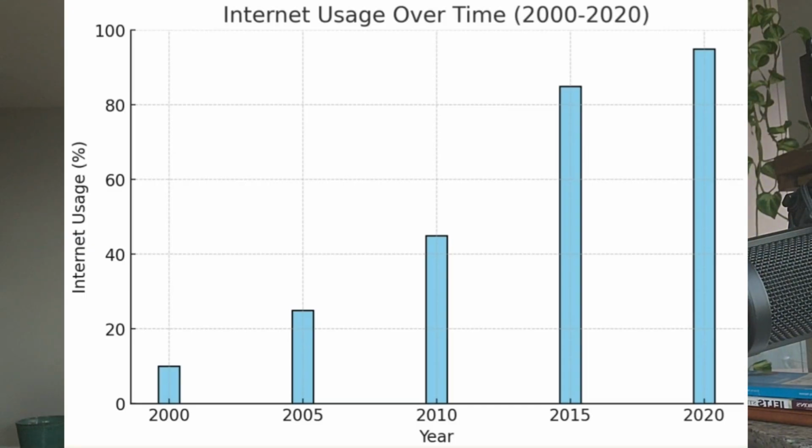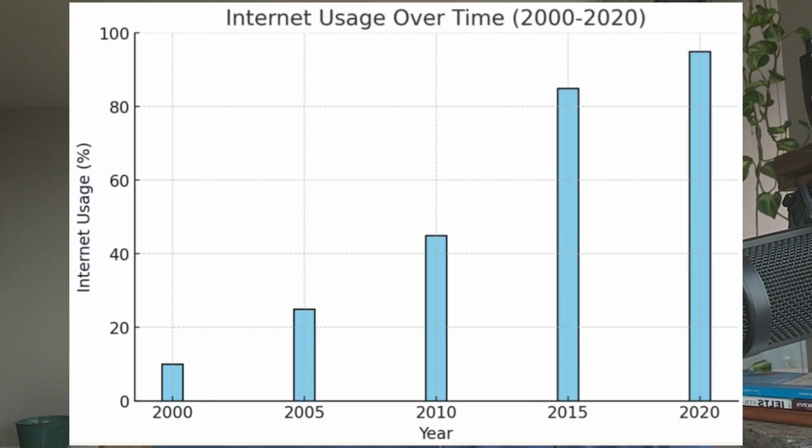Let's take a look at this example. This bar graph shows the difference in internet usage between 2000 and 2020. What is being measured here? What are the units? What is the time period? And what are the main trends that you see?